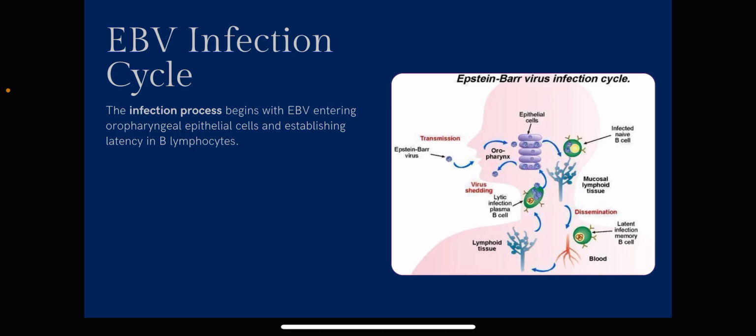Now, the establishment of memory B cells and the reactivation under stress or immune suppression can be seen. There is a conversion of the latent to the lytic phase in these conditions.